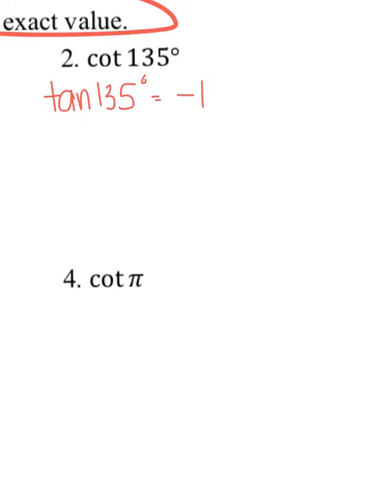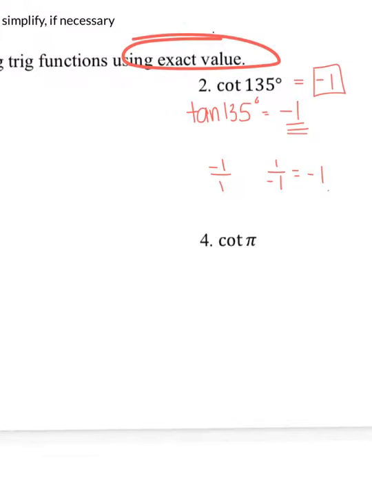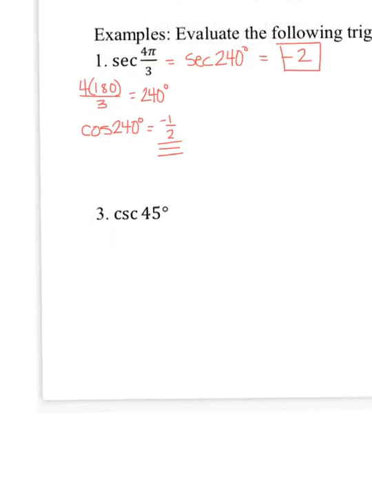So I don't want the tangent of 135 degrees. I want the cotangent. So I want the reciprocal of negative 1. The reciprocal of negative 1, this is a little confusing, is negative 1, right? Negative 1 over 1. If you flip that fraction, that becomes 1 over negative 1, which is really just negative 1. Okay? So number 2 is negative 1. Number 3, the cosecant of 45 degrees.